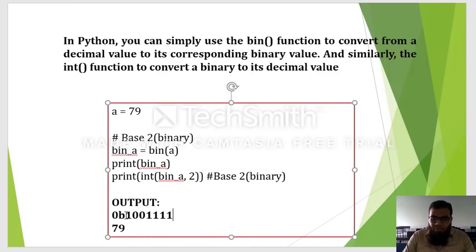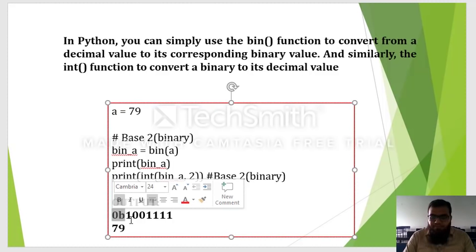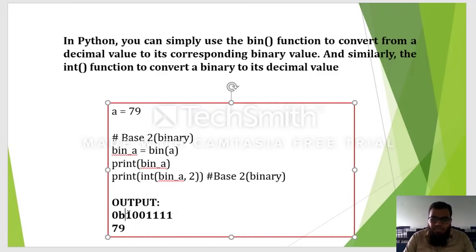Actually, from this output I need to consider something. These first two places, 0b, are meant for representing a binary number. Similarly, 0o means an octal number, and 0x means a hexadecimal number. So these are the places I need to ignore, and from the next place onward I need to consider the remaining digits.